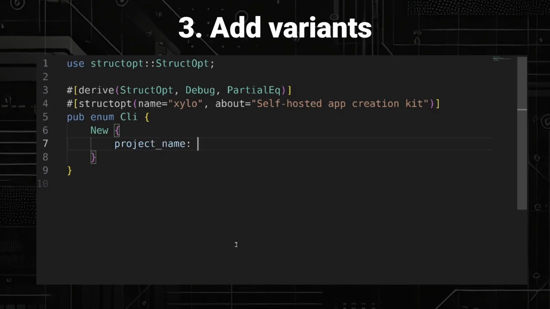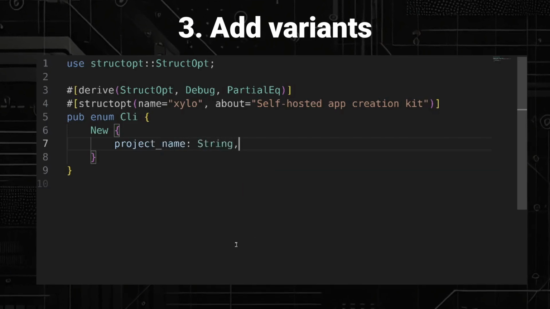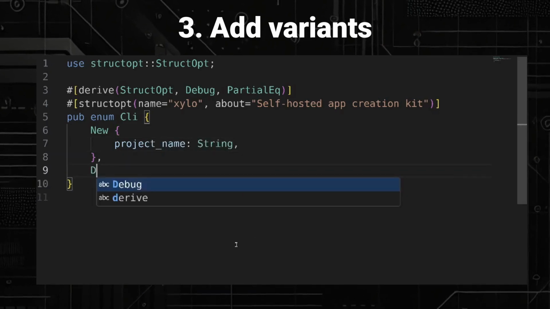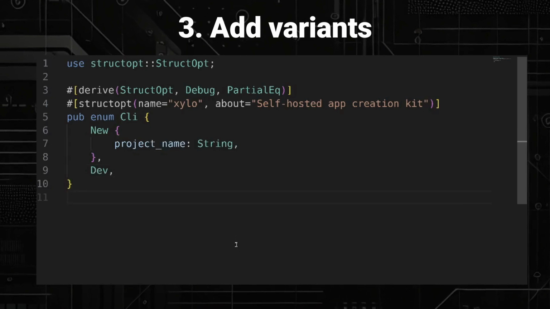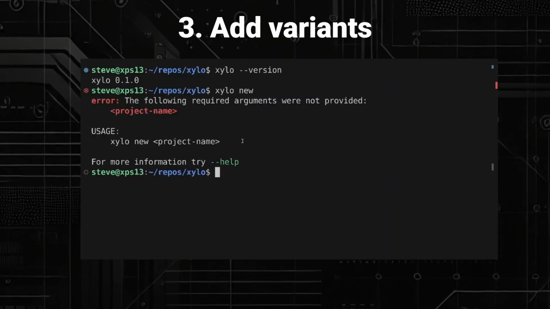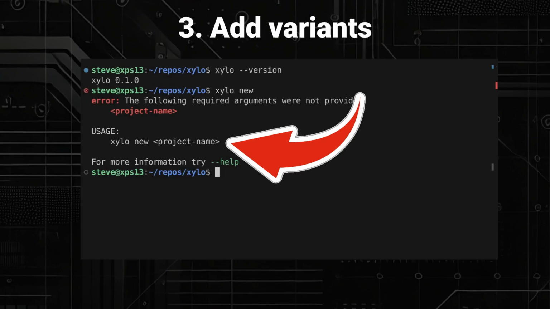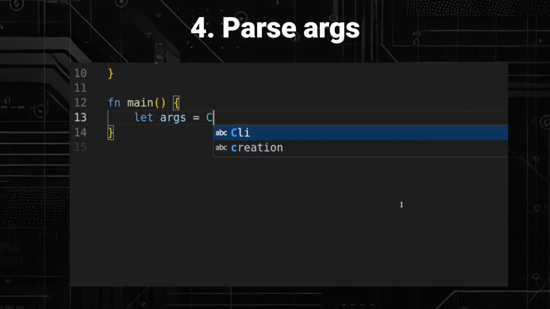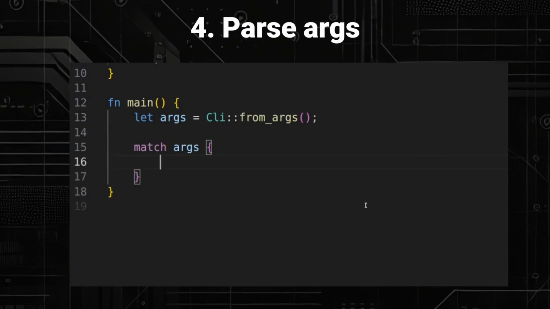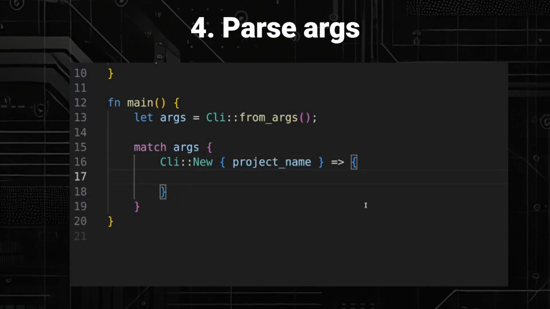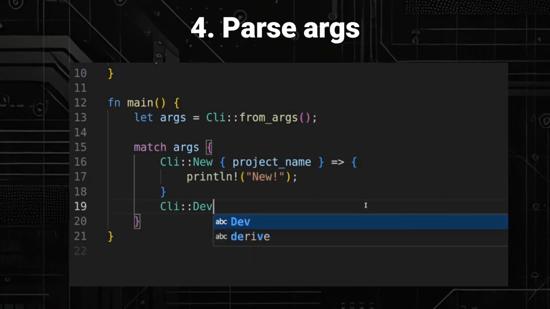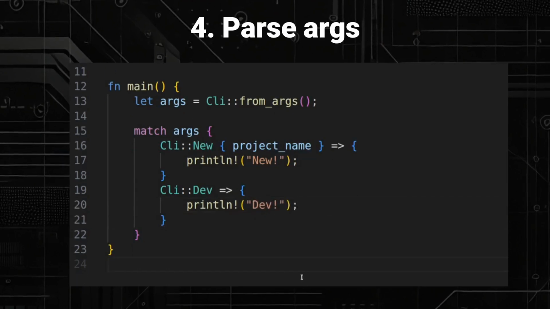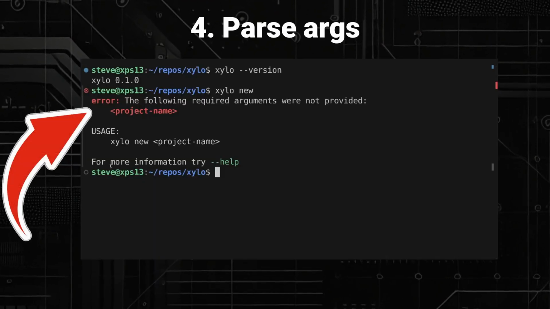Each variant represents a subcommand for your CLI. Variants can have data associated with them, and struct-opt uses this data to add arguments to your subcommand. This will make it possible to use the Xylo new command with a project name argument, or Xylo dev just by itself. Next, parsing the args into a variable is incredibly easy. We can now use the args variable to make decisions based on the arguments passed by the user, and if the user passes bad arguments, struct-opt takes care of letting them know with a helpful message.